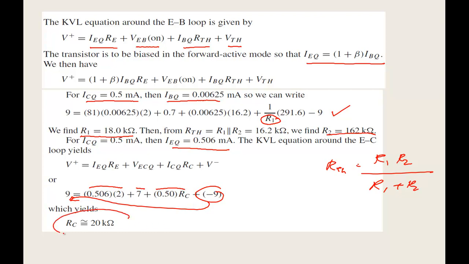So you will have RC as 20 kilo ohm for this. RC is the only unknown here. Fine. So this is how you solve the problem, if they are asking you to find out the resistor values and the resistor values are not given to you.